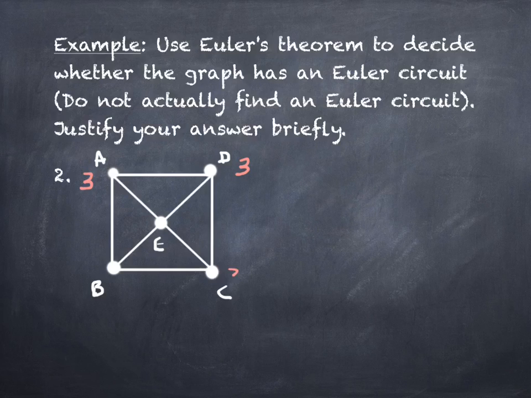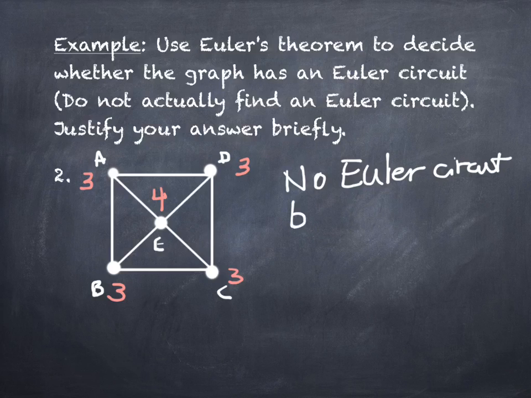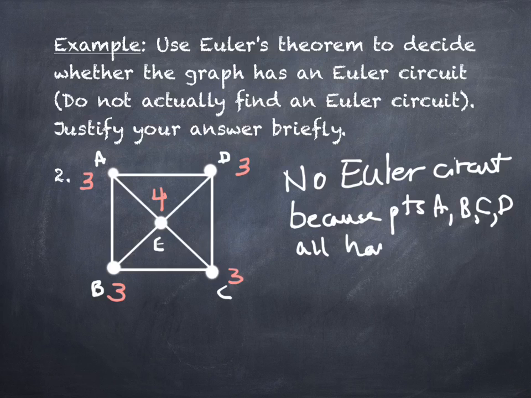C? B? And E? Well, hey, there's one of them with even degree. That's not going to be enough, right? So this one does not have, well, let's say it that way: no Euler circuit, because points A, B, C, and D all have odd degree. It almost sounded like something out of a children's book. It was rhymey.